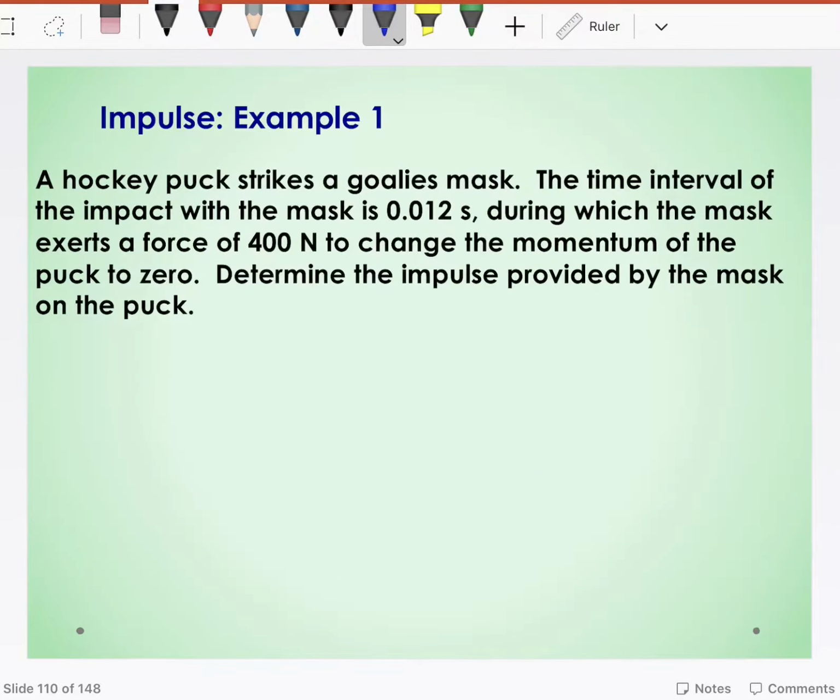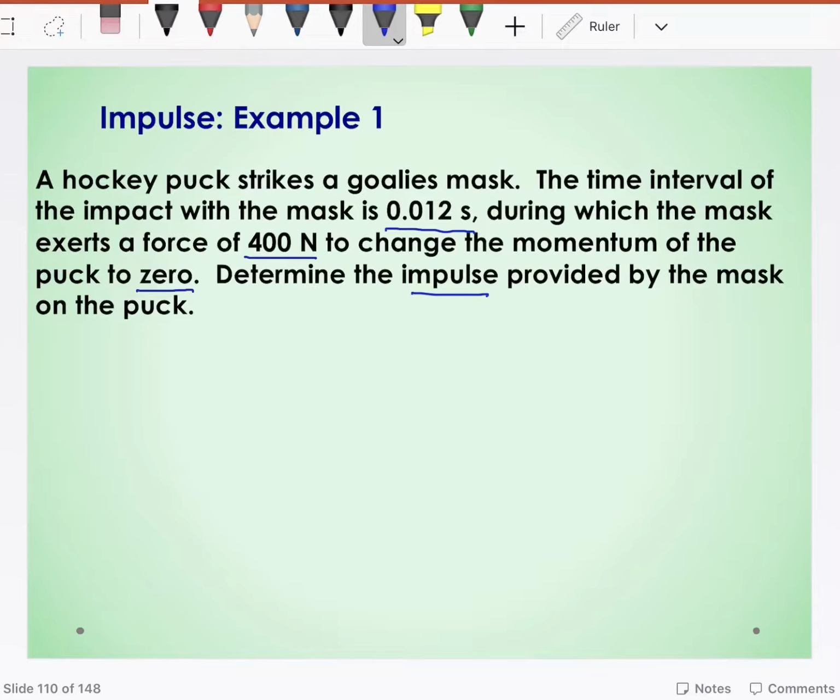All right, example number 1. A hockey puck strikes a goalie's mask. The time interval of the impact with the mask is 0.012 seconds, during which the mask exerts a force of 400 newtons in order to change the momentum of the puck to 0. Determine the impulse provided by the mask on the puck.